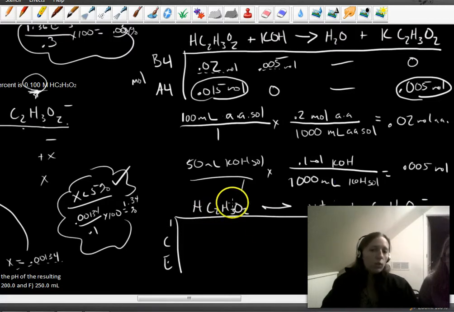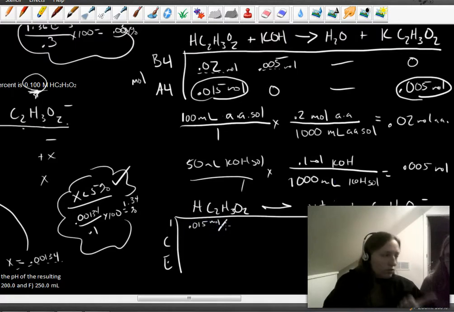And initially what we have is, and remember in your ICE chart you have to put molarities, we have 0.015 moles and how many liters? Well, we had 100 mils and we dripped in 50 mils. So we have 150 mils, so that's 0.15 liters. We don't have any of this at the beginning, but we do have some of this. We have 0.005 moles also in 0.15 liters.